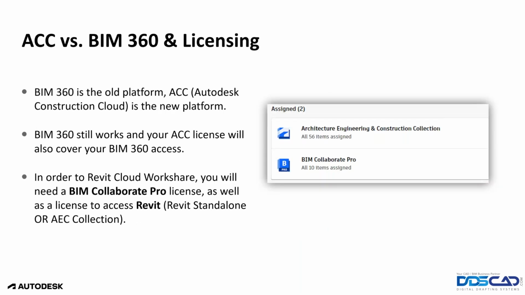So moving forward, one question that we get quite often and is a very valid question is, what is ACC versus BIM 360? BIM 360 is essentially the previous platform that was used. Initially it was BIM 360 Team, then became BIM 360 Design, and now in the form of the Autodesk Construction Cloud, we're using what's called BIM Collaborate Pro for essentially the same purpose, which is Revit Cloud Worksharing through this platform. So BIM 360 is still around. Existing projects in BIM 360 are still accessible. They can still be worked on, but the new side of things is the Autodesk Construction Cloud.